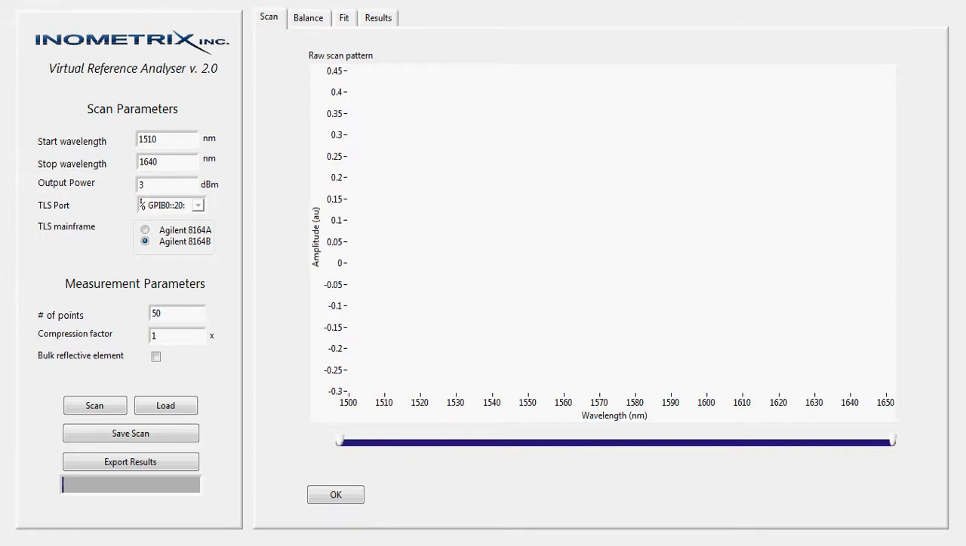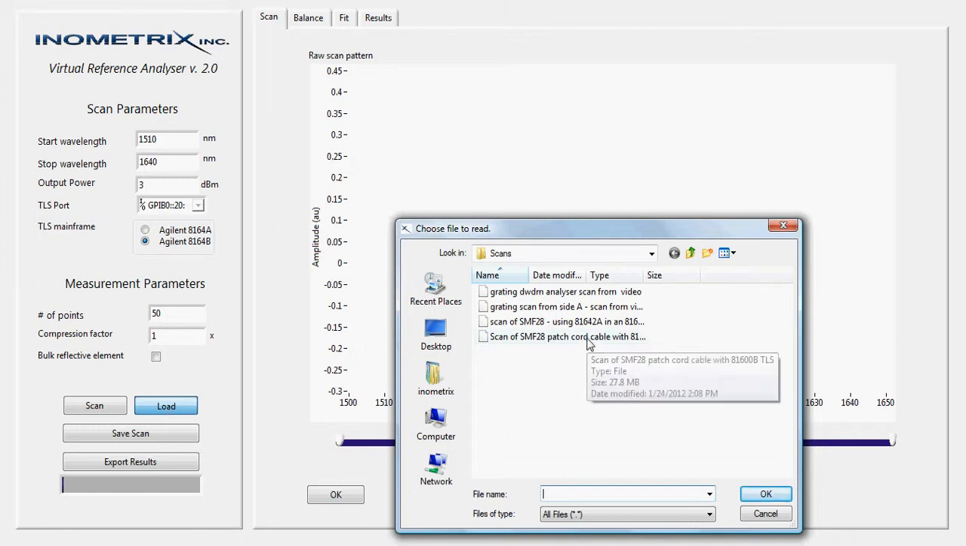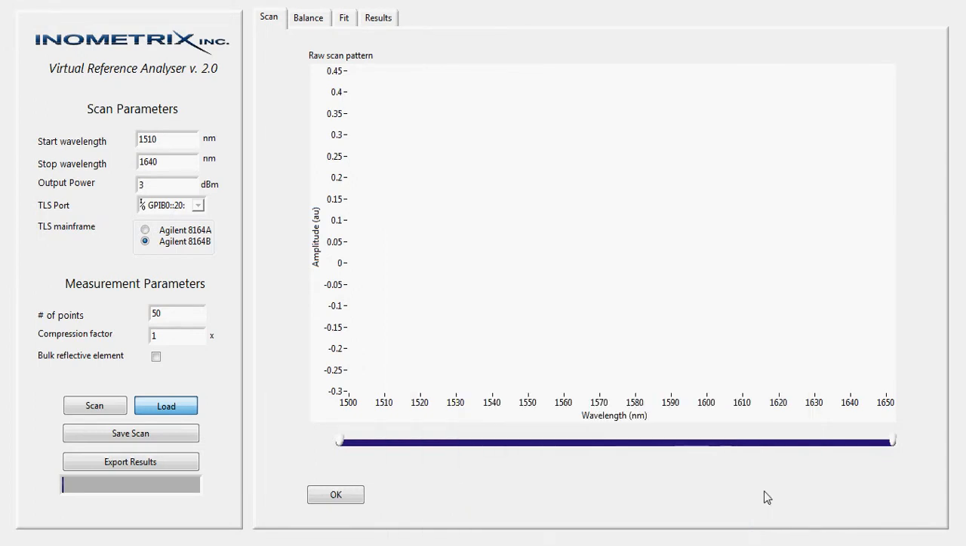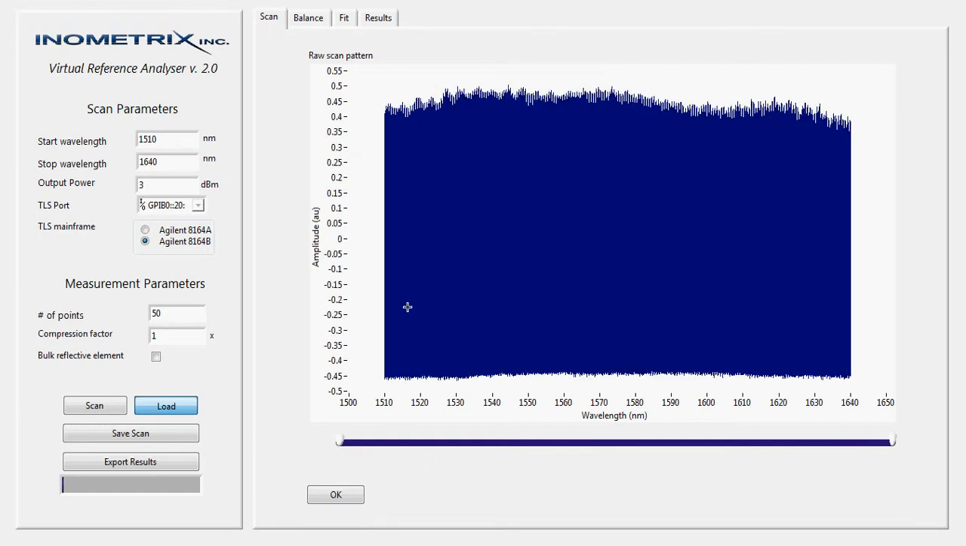In this segment of the video, we're going to load the scan from our previous experiment. So we're selecting the scan with the 81600B tunable laser, and it's a 31.4 centimeter patchcord cable. And as you can see, we have the raw scan pattern. This is a Fabry-Perot interference pattern generated by the reflections from the FC-PC connectors on both sides of our device under test. So we're going to use the full scan bandwidth, so let's press OK.